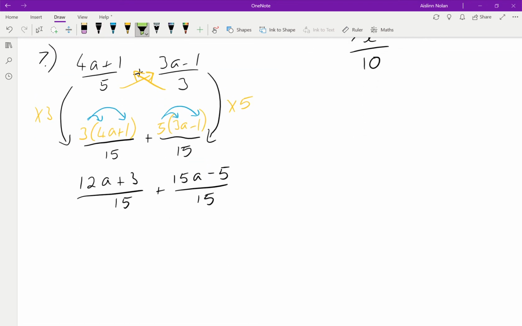We then want to get any a's together, or any like terms together. We do have to pay attention to this middle sign here. If it's a plus, we can just add as usual. If it's a minus, we have to be a little bit more careful. And we also then can get the numbers together as well. So adding the green together, 12a and 15a is 27a, and 3 minus 5 is minus 2, and it's still all divided by 15 or over 15.